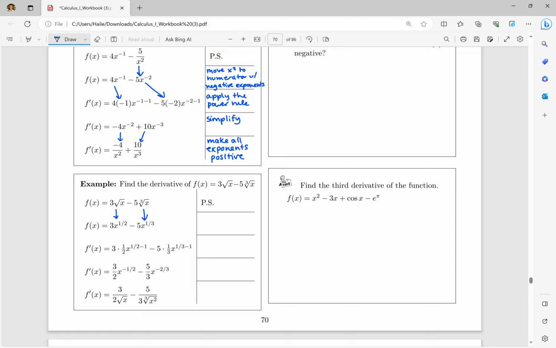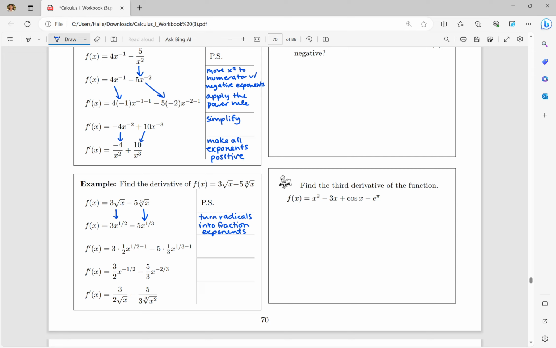So we can summarize this first step as turn radicals into fraction exponents. Okay, now that we have our radicals in terms of fraction exponents, we can still apply the power rule. Just be a little careful when you're doing subtraction with fractions. I know everyone's not a big fan of that, so make sure you're careful with your arithmetic, but other than that, it's the same power rule.